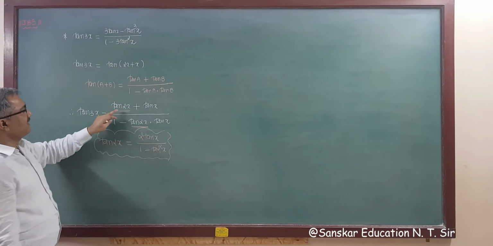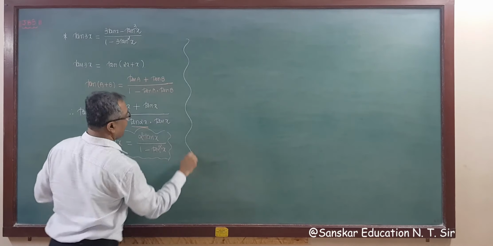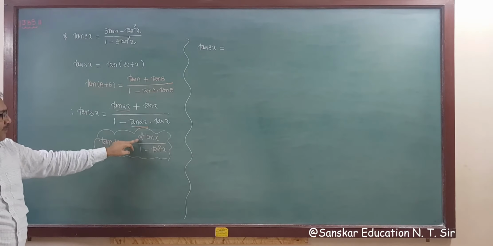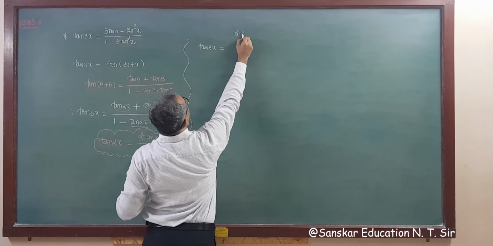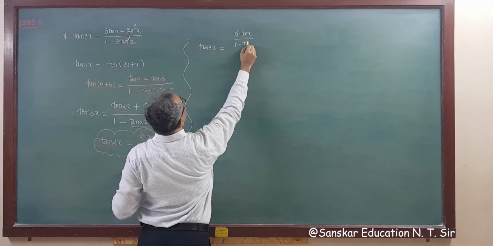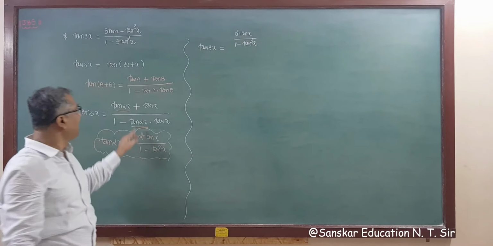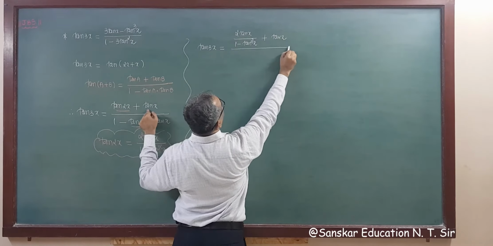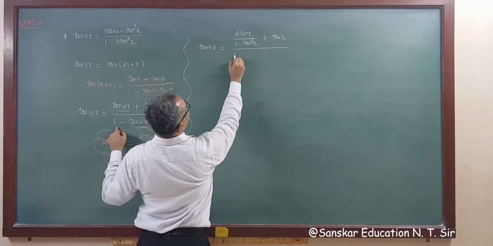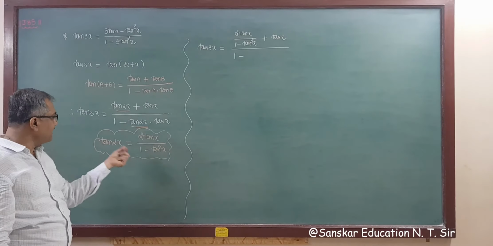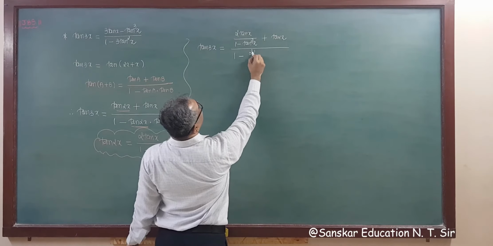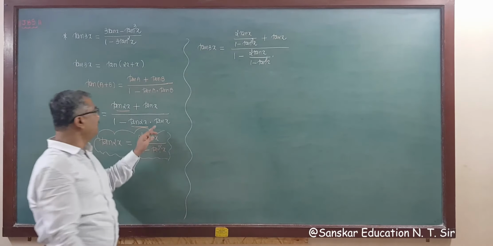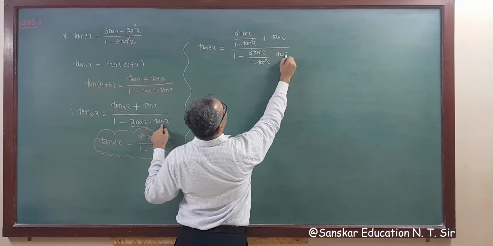So applying this formula here and here, what we get is tan 3x is equal to, now tan 2x is 2t upon 1 minus t square, that is 2 tan x upon 1 minus tan square x, and plus tan x as it is, whole upon 1 minus, now tan 2x is 2t upon 1 minus t square, so 2 tan x upon 1 minus tan square x into tan x as it is.